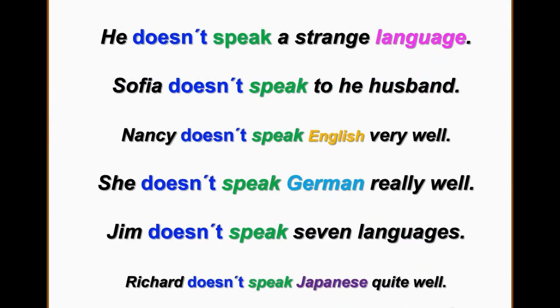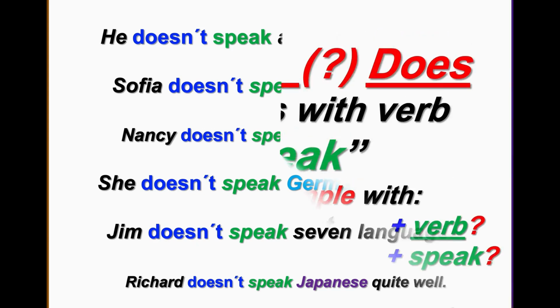He doesn't speak a strange language. Sophia doesn't speak to her husband, so there is an R missing, her husband. Nancy doesn't speak English very well. She doesn't speak German really well. Jim doesn't speak 7 languages. Richard doesn't speak Japanese quite well. Let's go to the question form.